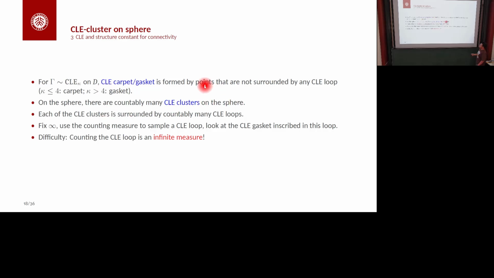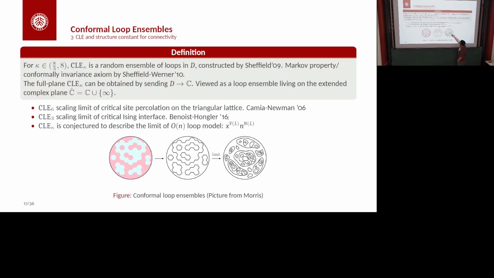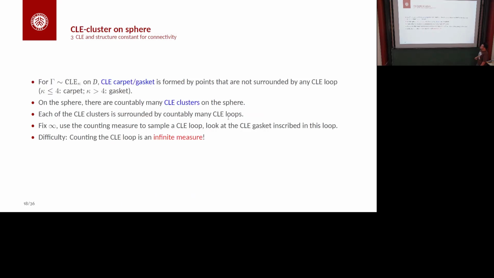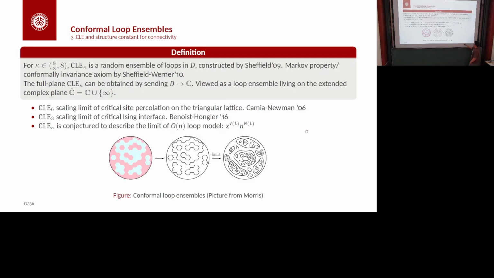There are countably many on the sphere. Because of some nesting structure, there are countably many CLE clusters on the sphere, and each CLE cluster is surrounded by countably many CLE loops. For example, here, this cluster is surrounded by this loop, also this loop, and also this loop. Somehow we want to remove some redundancy. How can we do this? Maybe we just fix an infinity point on the full plane, on the sphere. We fix the infinity point and use the counting measure to sample a CLE loop and look at the CLE gasket inscribed in this loop. Like this, we fix the infinity point here, and if we want to describe this cluster, we just look at this loop and consider the inscribed CLE carpet. We use some conformal invariance property of the CLE gasket.